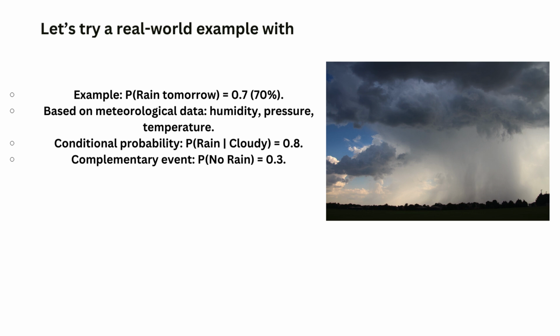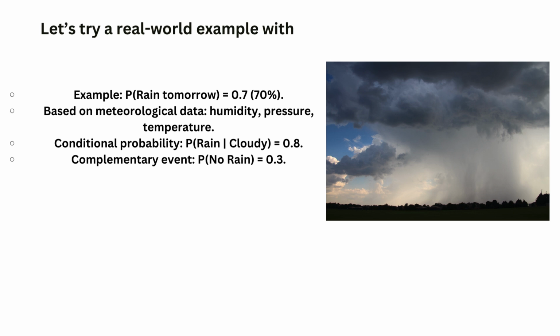Now let's look at a real world application of probability using weather conditions. Suppose we want to find the probability that it will rain tomorrow. Based on meteorological data like humidity, pressure, and temperature, we estimate the probability of rain as P(rain tomorrow) = 0.70 or 70%.